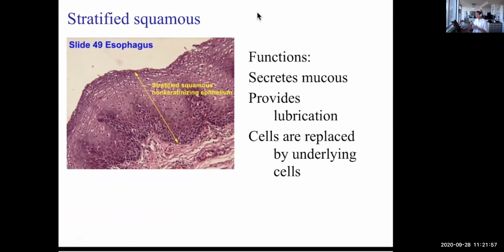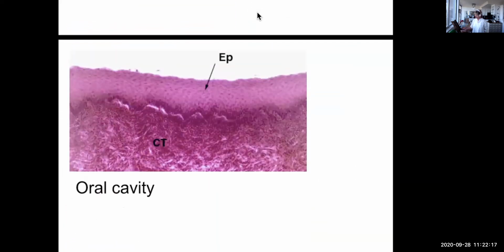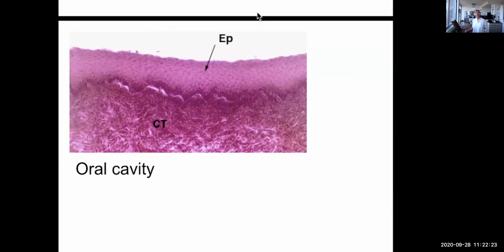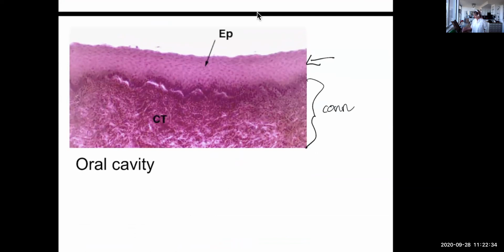Stratified squamous epithelial tissue. For example, you'll find this in the esophagus. It does secrete some mucus, providing lubrication. The cells are replaced by underlying cells. There are some variations. This is stratified epithelial tissue in the oral cavity. Underlying it, as you would expect, underlying epithelial tissue is connective tissue. Loose connective tissue.